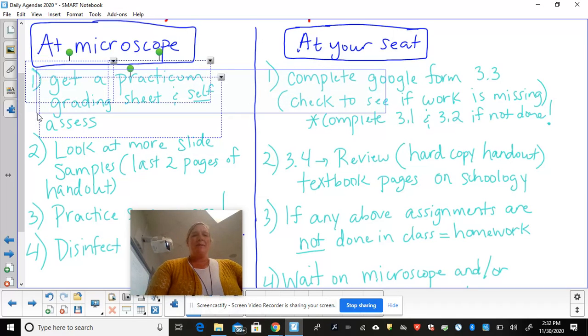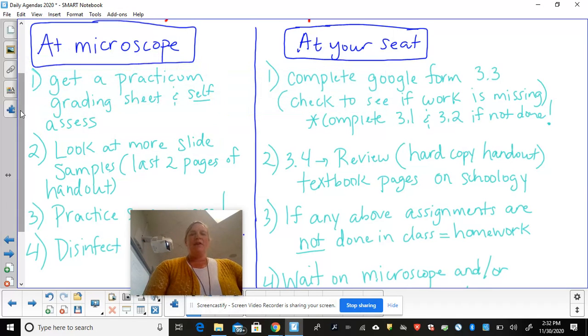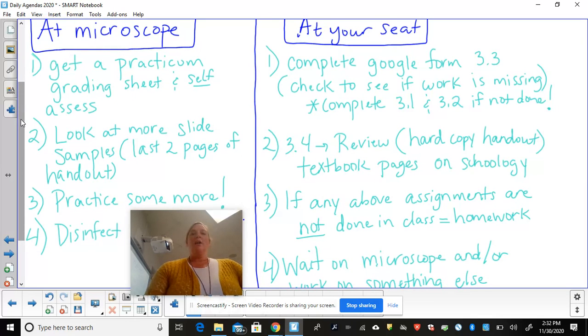This is kind of a catch-up day to make sure that you have all of your work done. So the first thing you're going to do is complete Google Form 3.3. This is essentially making sure that you check to see that you don't have any missing assignments, 3.1 and 3.2. Okay, so the Google form, and I'm going to show you that in just a second, is so I can see that you actually looked and that you have checked whether you completed them or have not completed them.